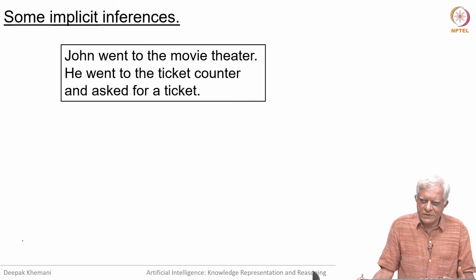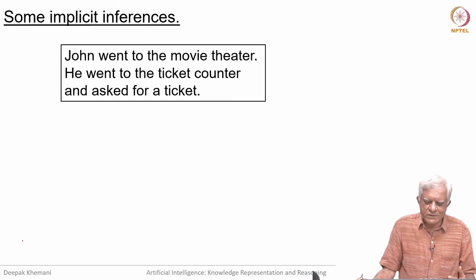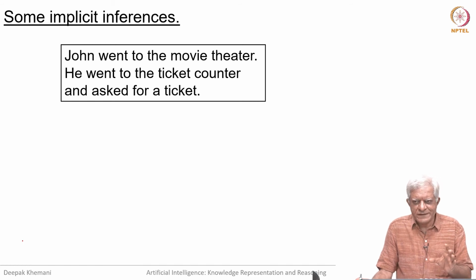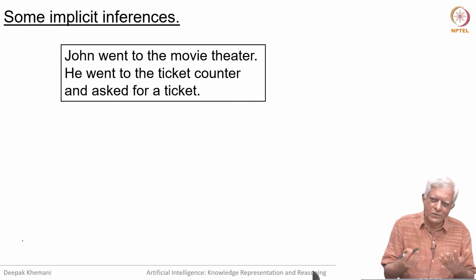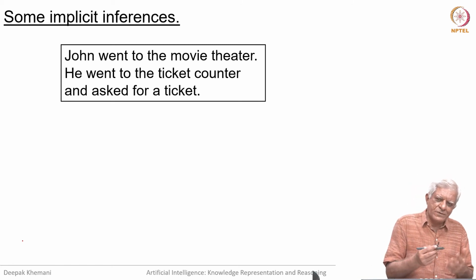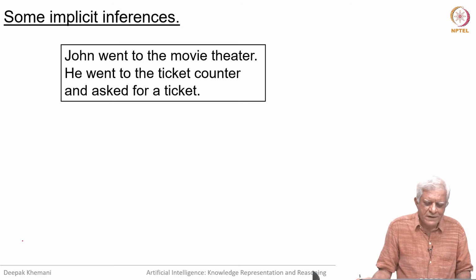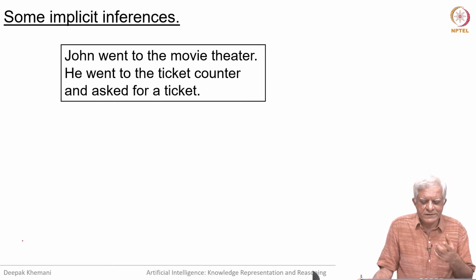So, here are some more implicit inferences. John went to the movie theater. He went to the ticket counter and asked for a ticket. So, imagine that this is the verbatim story that is being told to you or to this program called SAM that we are talking about, and then we want to see how much the program has understood.